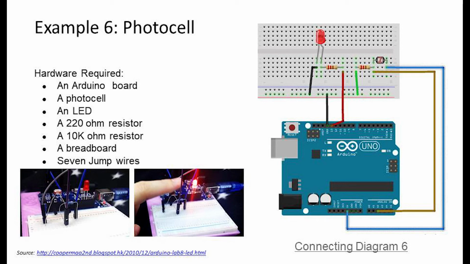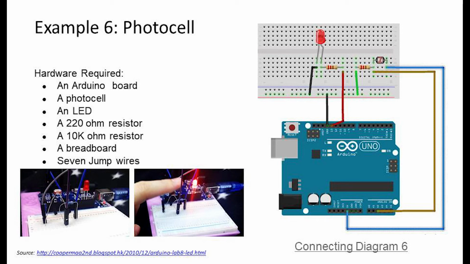A photocell is also known as a light-dependent resistor. It is a variable resistor which can change its resistance according to the light available to the photocell. For the photocell, the darker it gets, the higher the resistance, and the more light falls on the photocell, the lower the resistance of the photocell. Therefore, by detecting the resistance of the photocell, the setup can detect the amount of light surrounding the setup.